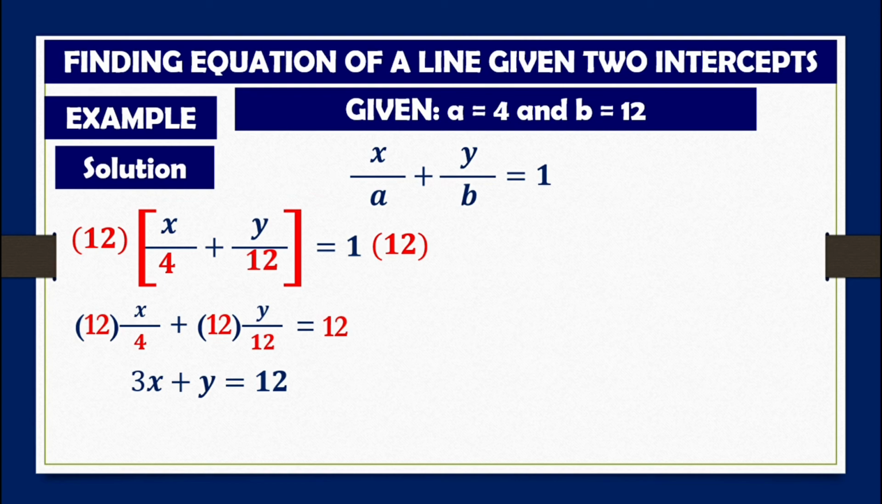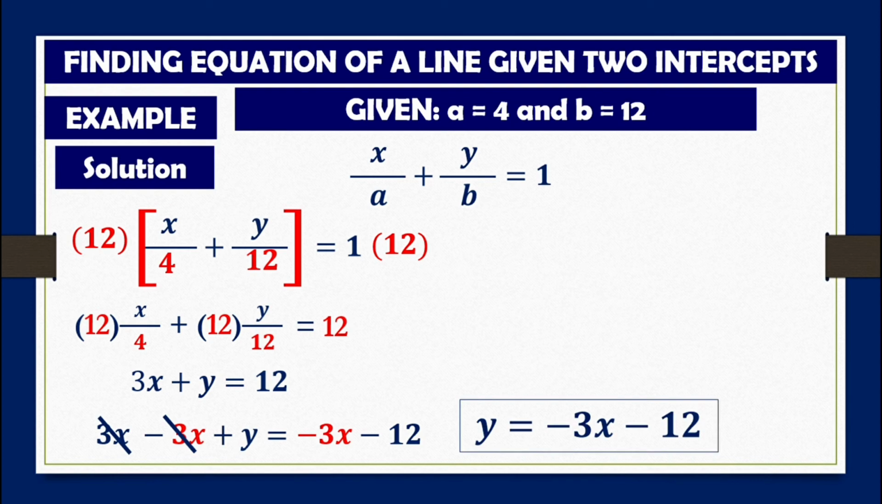We need to transpose 3x to the right side of our equation using the subtraction property of equality. We will get rid of 3x on the left side, and to write our equation in slope-intercept form, that is y equals negative 3x plus 12, and this can be the answer.